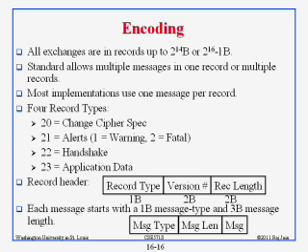All exchanges are in records. Now this is for the record protocol. The records can be as long as 2 raised to 14 or 2 raised to 16 minus 1 bytes. The standard allows multiple messages in one record or multiple records. So basically this is a many-to-many relationship. You could have many messages in one record or one message in many records.